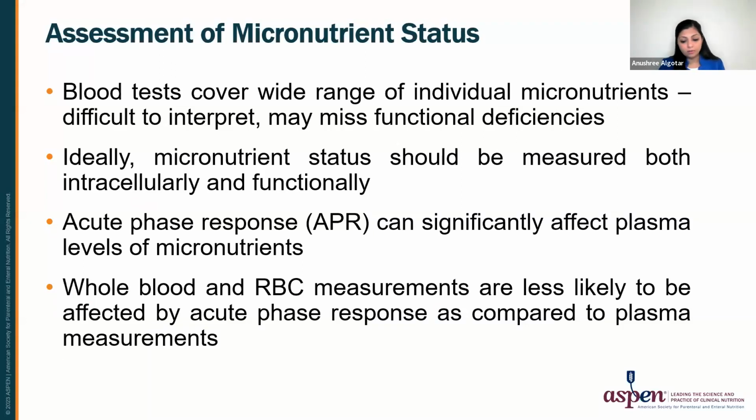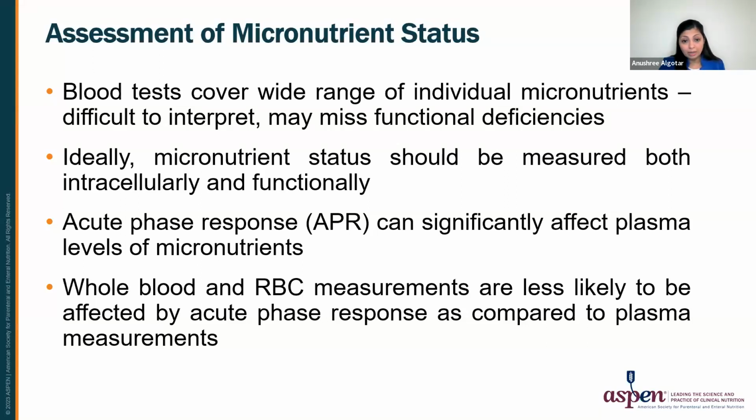However, assessment of micronutrient status is unfortunately not as simple or easy as ordering a blood test. Measuring the mass or quantity of a nutrient in a cell is different from measuring its functionality or quality. It does not matter how much micronutrient exists in a cell or out of the cell if that cell is incapable of functionally utilizing that nutrient. There is lack of concordance between concentration of micronutrients in plasma and their amount within the intracellular compartment. Ideally, micronutrient status should be measured both intracellularly and functionally.